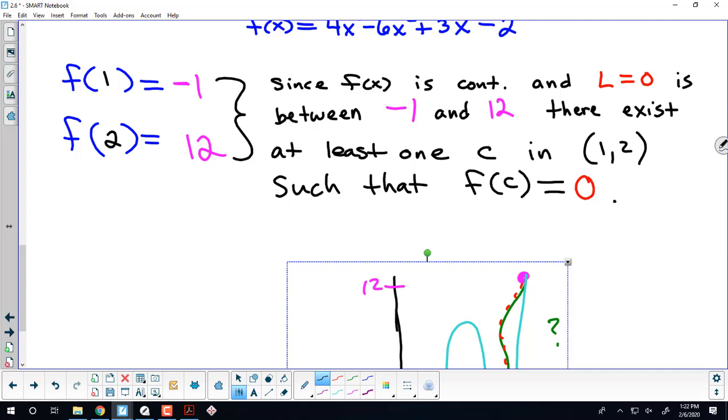If you want to say that, since I verified both of those conditions in the first step and the second step, that means there's at least one solution in the interval, that's fine too, because it's the same idea. Does anyone have any questions on this?